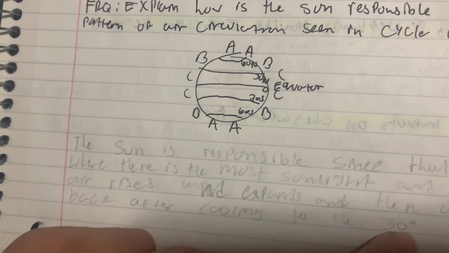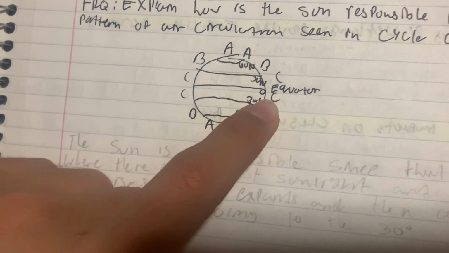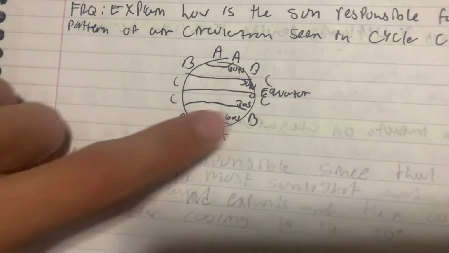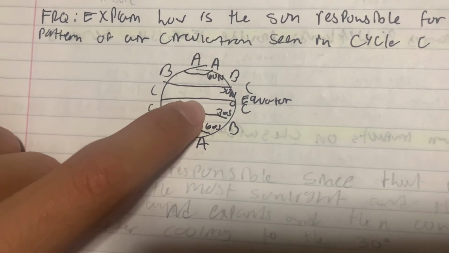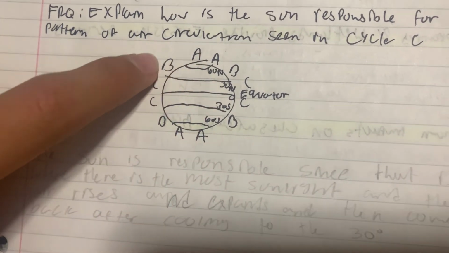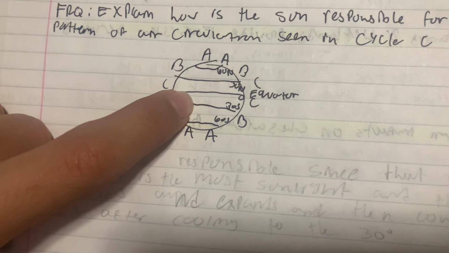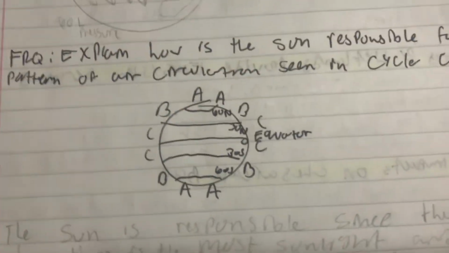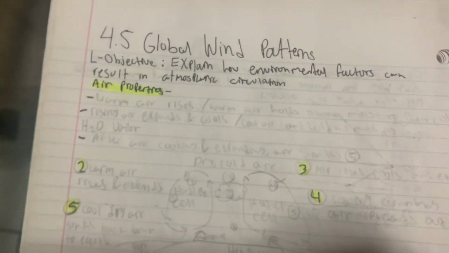and it comes back to 30 degrees, which is right here. So it goes from here, it goes up, and then it comes back, and then it enters again, and that process repeats. And that is my note for 4.5.